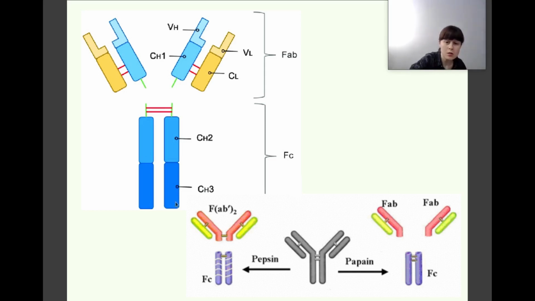Also, you can use another enzyme, pepsin. Pepsin cleaves immunoglobulin G heavy chains at the point below the disulfide bond. Because of this, the resulting fragment consists of two Fc fragments linked together. You can separate this by pepsin, and also one Fc fragment.